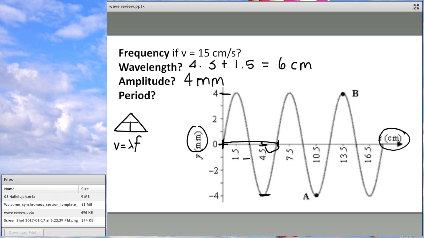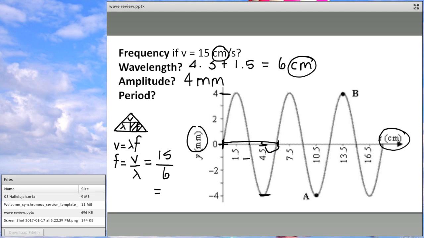And so my V is going to equal wavelength times frequency. Okay, and what do I want to solve for? I want to solve for frequency. So my frequency is then going to be V over wavelength. Okay, so then I'm going to do 15 over 6. Now, do you see how I have centimeters here and I have centimeters here? That means that I don't have to do any conversions or anything like that.